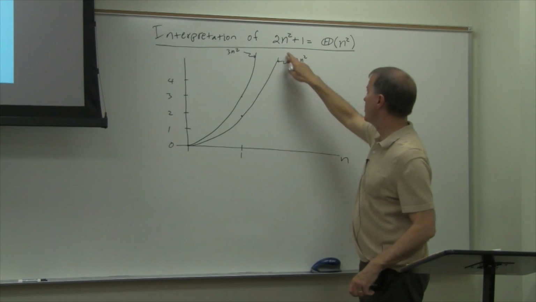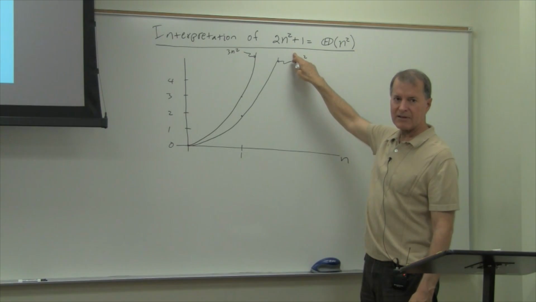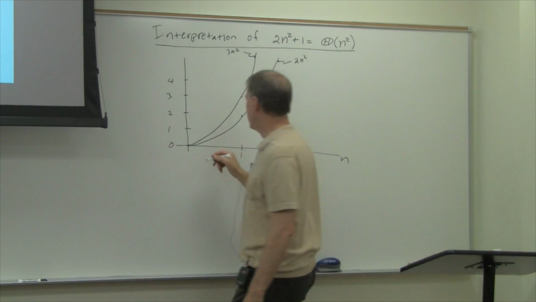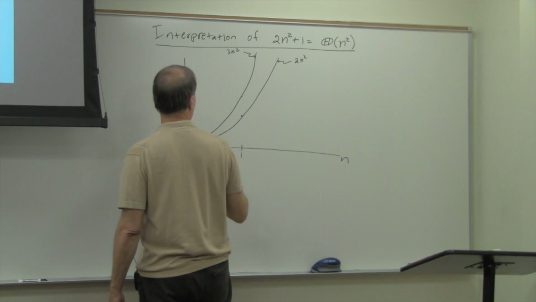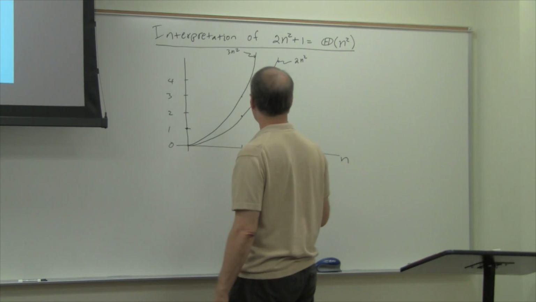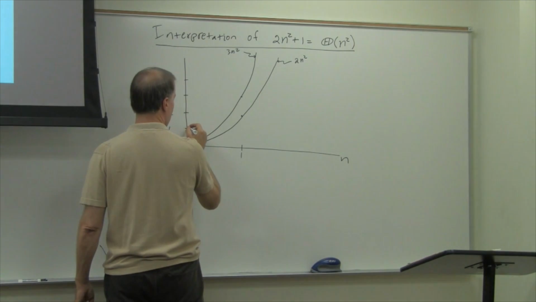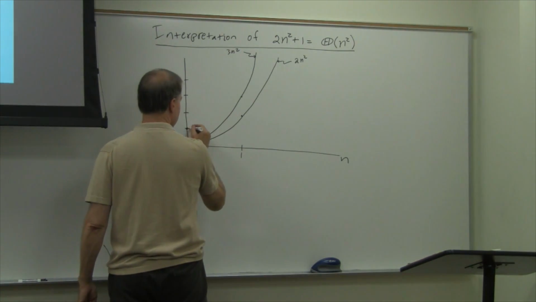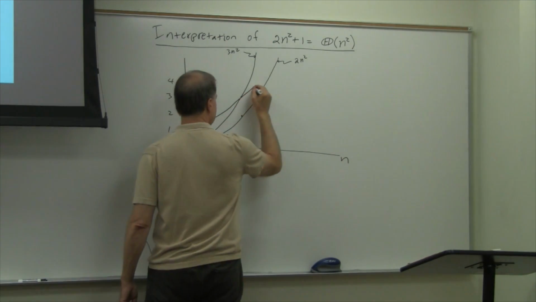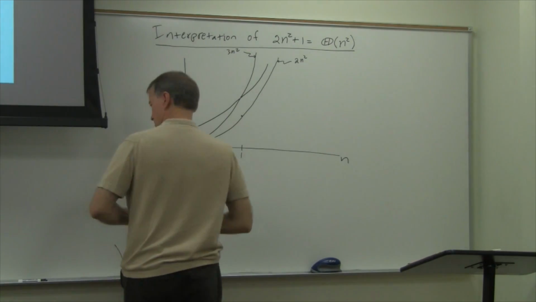And now let's do 2n squared plus 1. Well, what's 2n squared plus 1 going to look like? It's also going to be a parabola. It's up 1 here, but when n is 1, it's 3. So it's also going to go through here, but it's going to start here. So basically it's going to start here and do something like this. Now, is everybody with me on this?